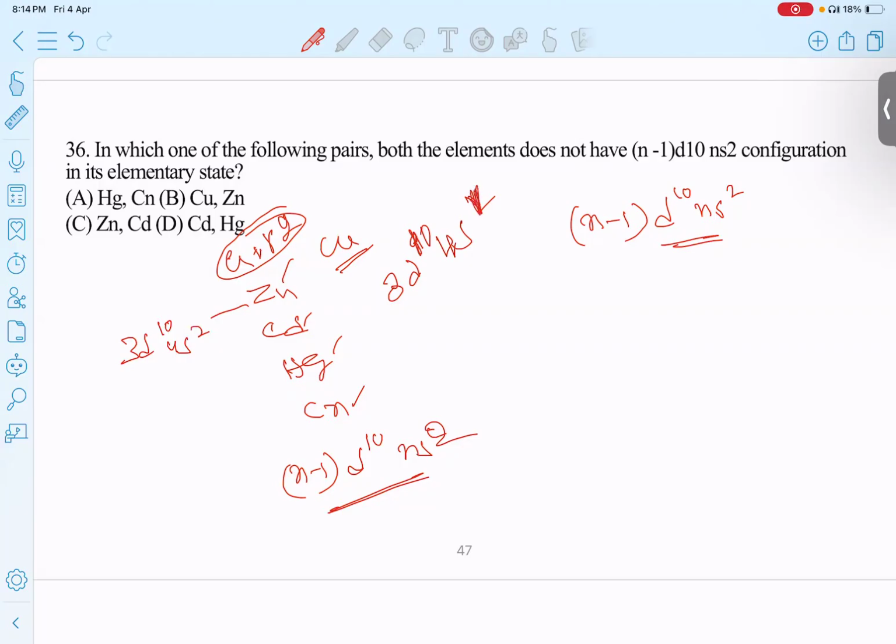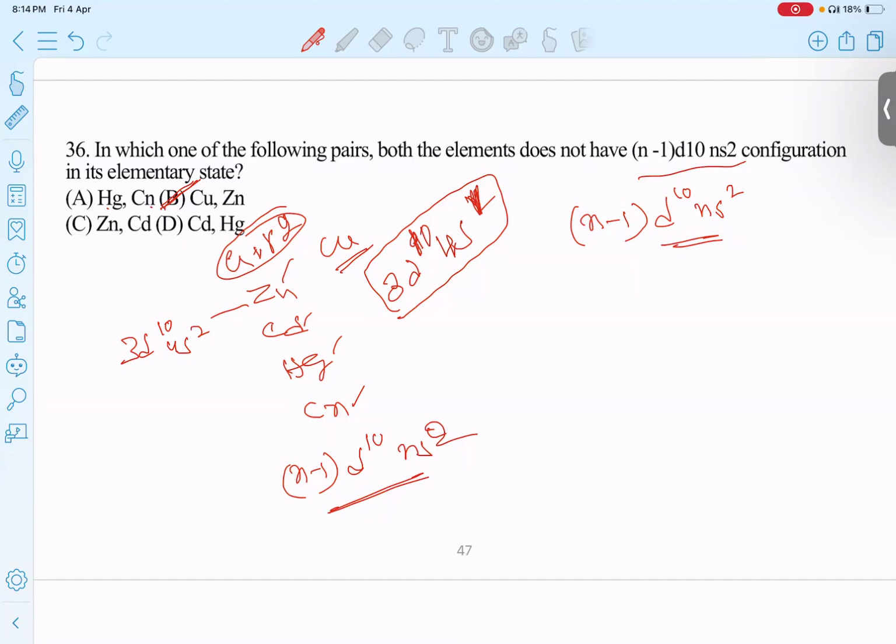Copper is 4s1. The 3d copper electronic configuration is 3d10 4s1. So copper does not have the (n-1)d10 ns2 configuration. Therefore, the copper-zinc combination is correct. The correct option is B. Mercury and copernicium contain the same configuration, (n-1)d10 ns2.